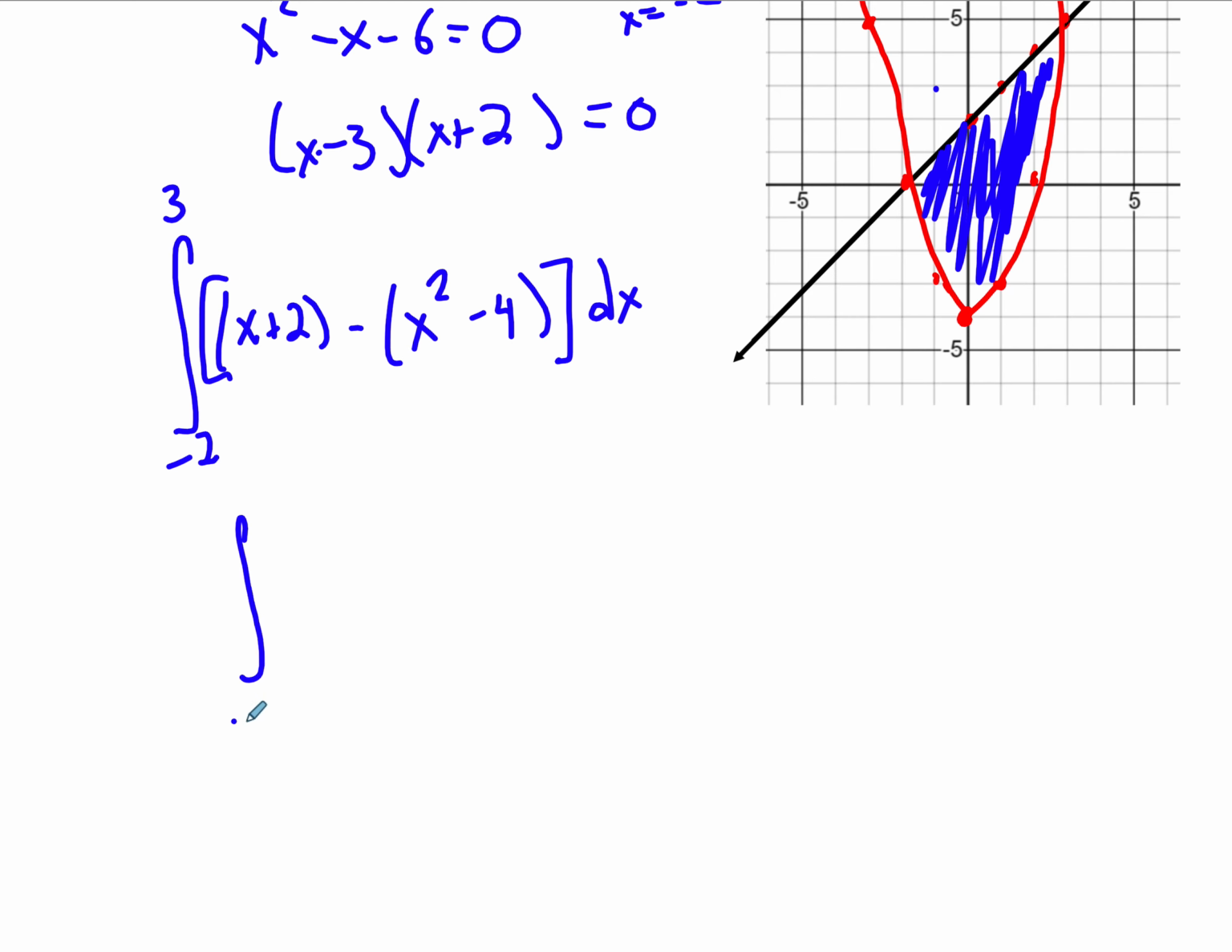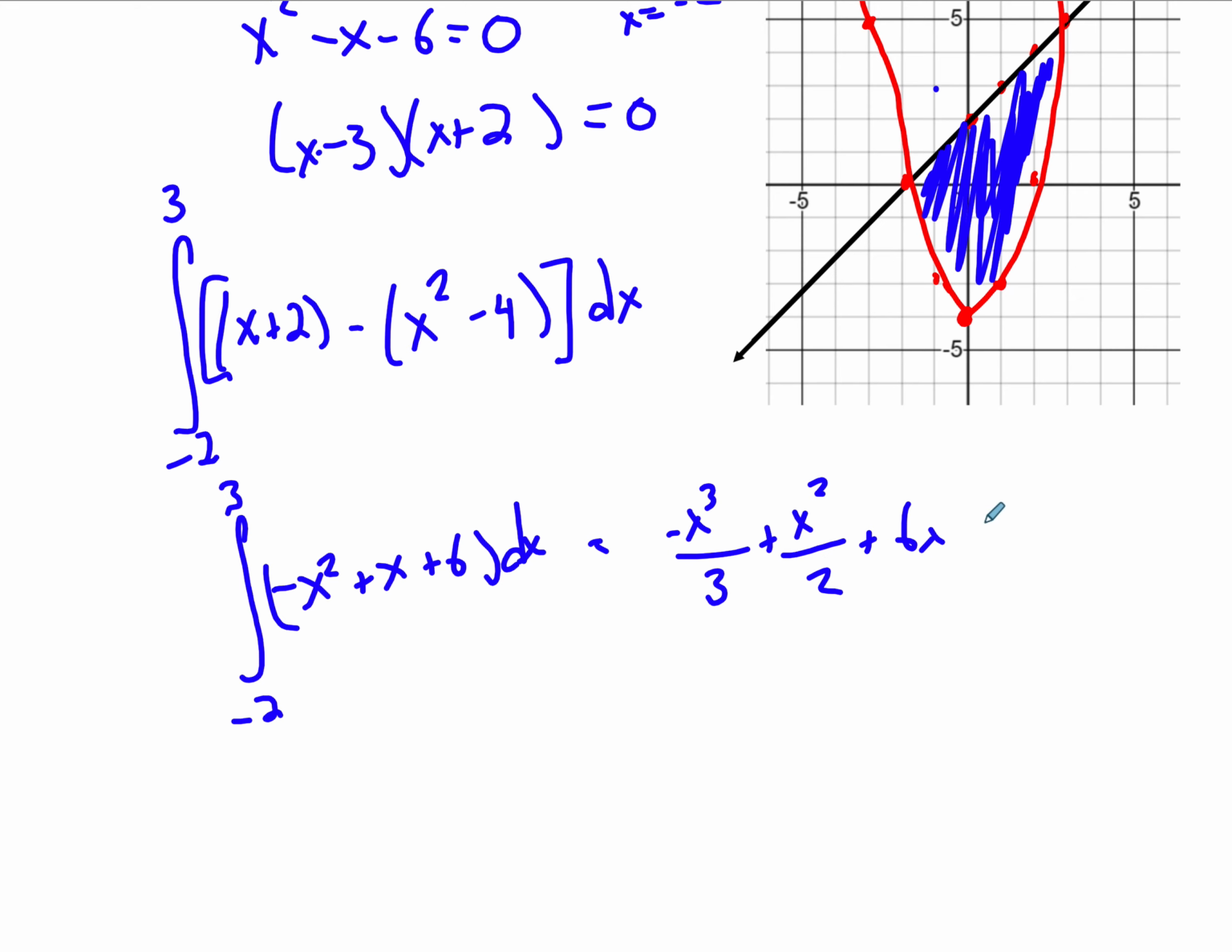Okay, so now I'm going to do negative 2 to 3, and let's simplify that. So negative x squared, because 0 minus 1 x squared, x minus 0, 2 minus negative 4. Okay, so this is what we want to integrate. So this is negative x cubed over 3 plus x squared over 2 plus 6x from negative 2 to 3.